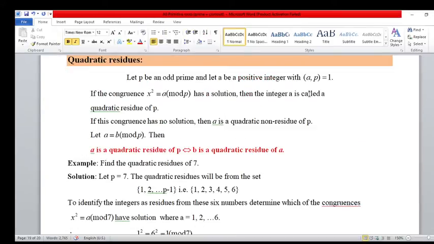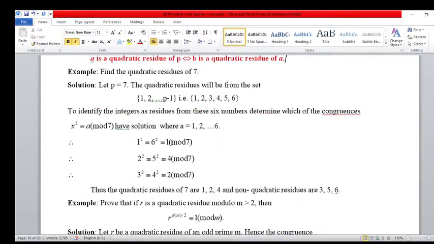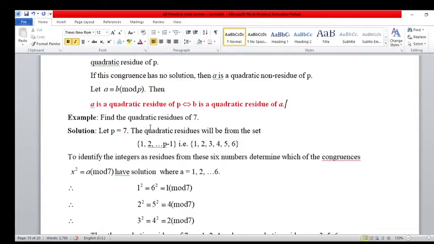Come back here. a is called a quadratic residue of p, so in place of a we take 1, 4, 2. Thus the quadratic residues of 7 are 1, 2, 4, and the quadratic non-residues are 3, 5, 6. These are the quadratic residues, and the non-residues are 3, 5, 6. So this example is easy.